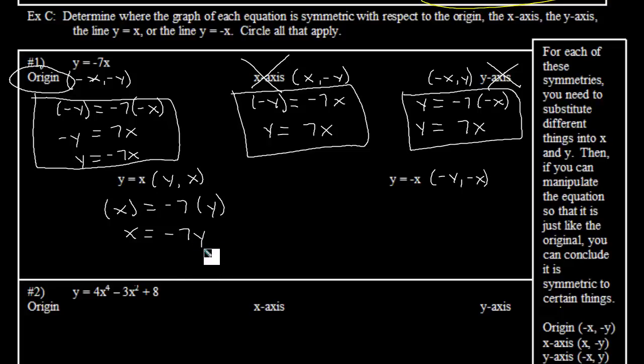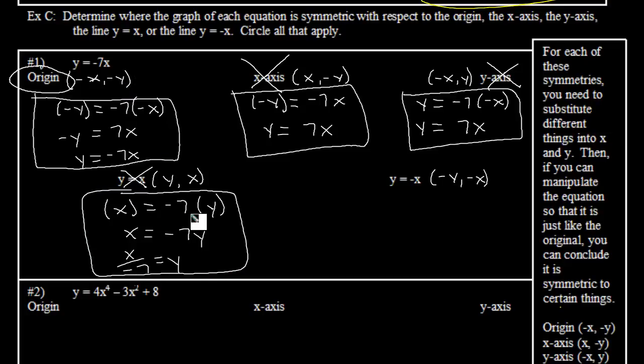To get y by itself, I would then divide both sides by negative 7, and I get x divided by negative 7 equals y. Is that identical to the original? It is not. So this graph is not symmetric with respect to the line y equals x.